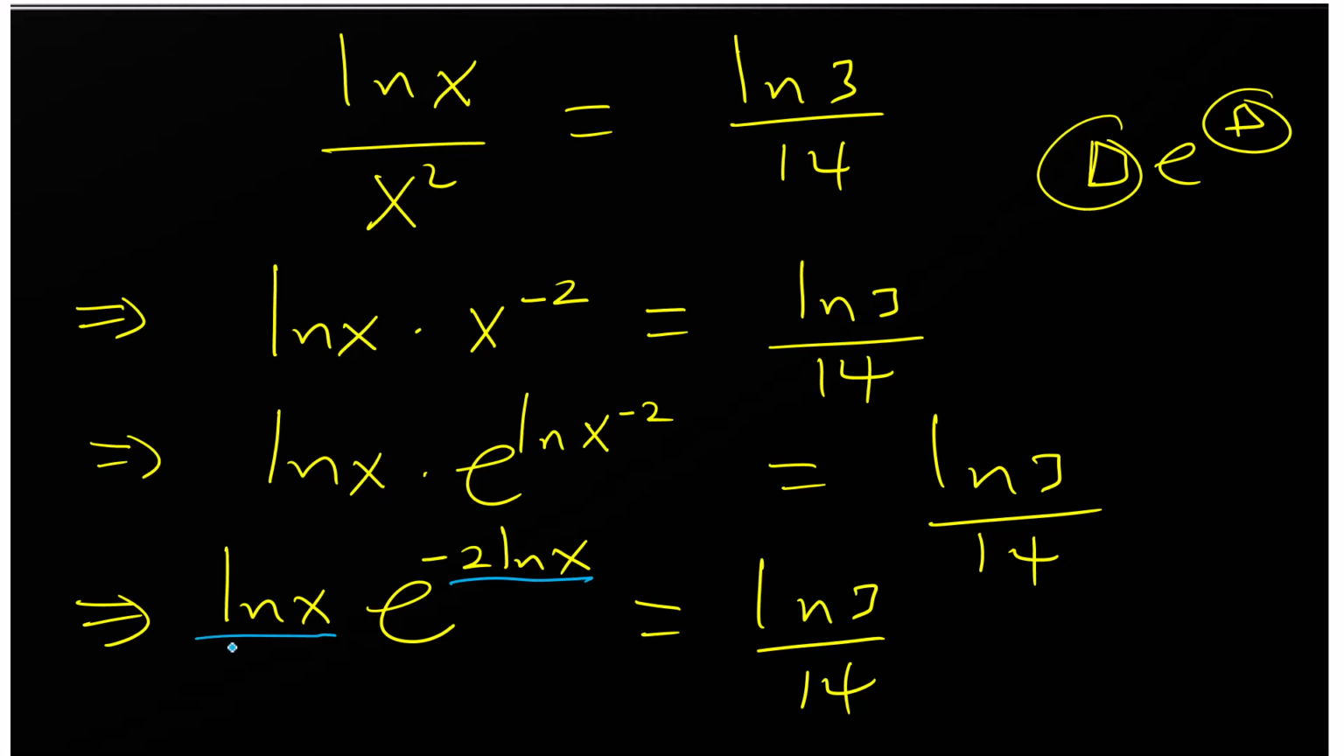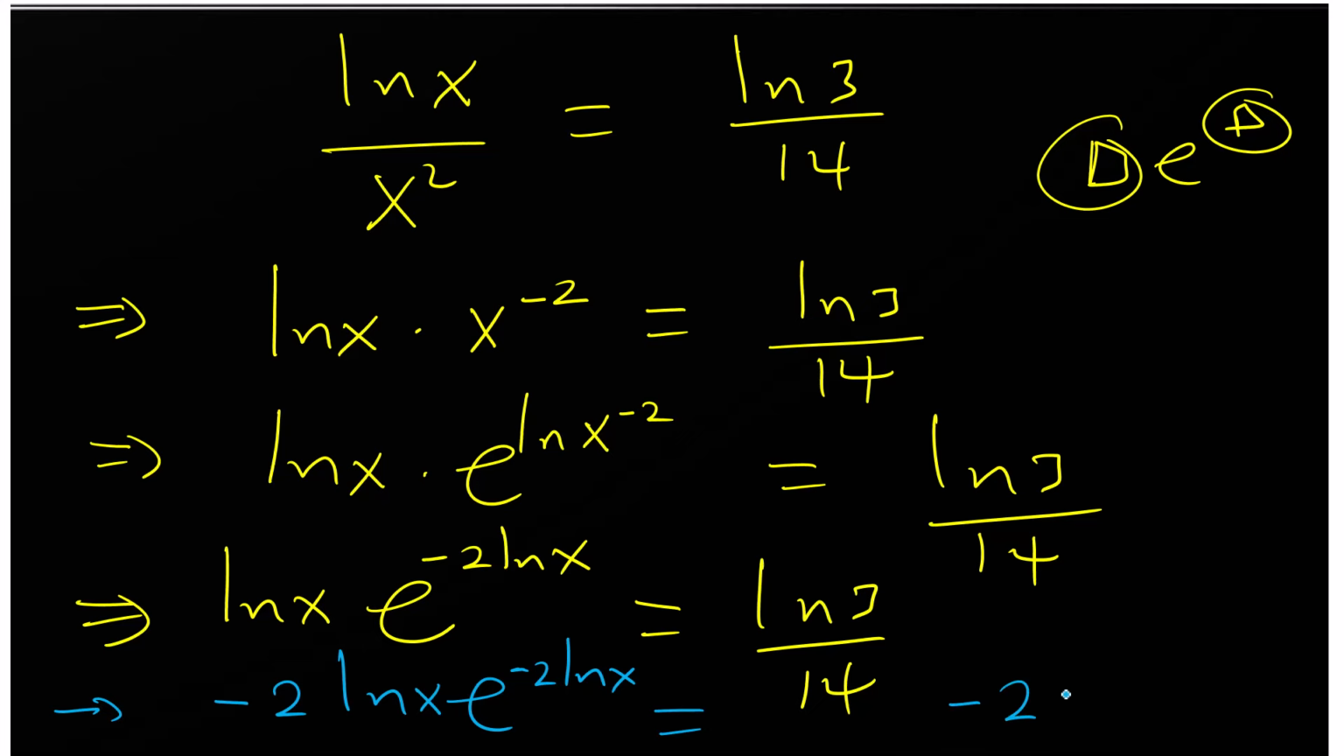So what we are going to do is make this side minus 2 ln of x. I'll multiply both sides by minus 2 in order to balance this. That will pave the way for the Lambert W function. So my next step will be minus 2 ln of x times e raised to minus 2 ln of x equals, on this side, minus 2 times ln of 3 over 14.